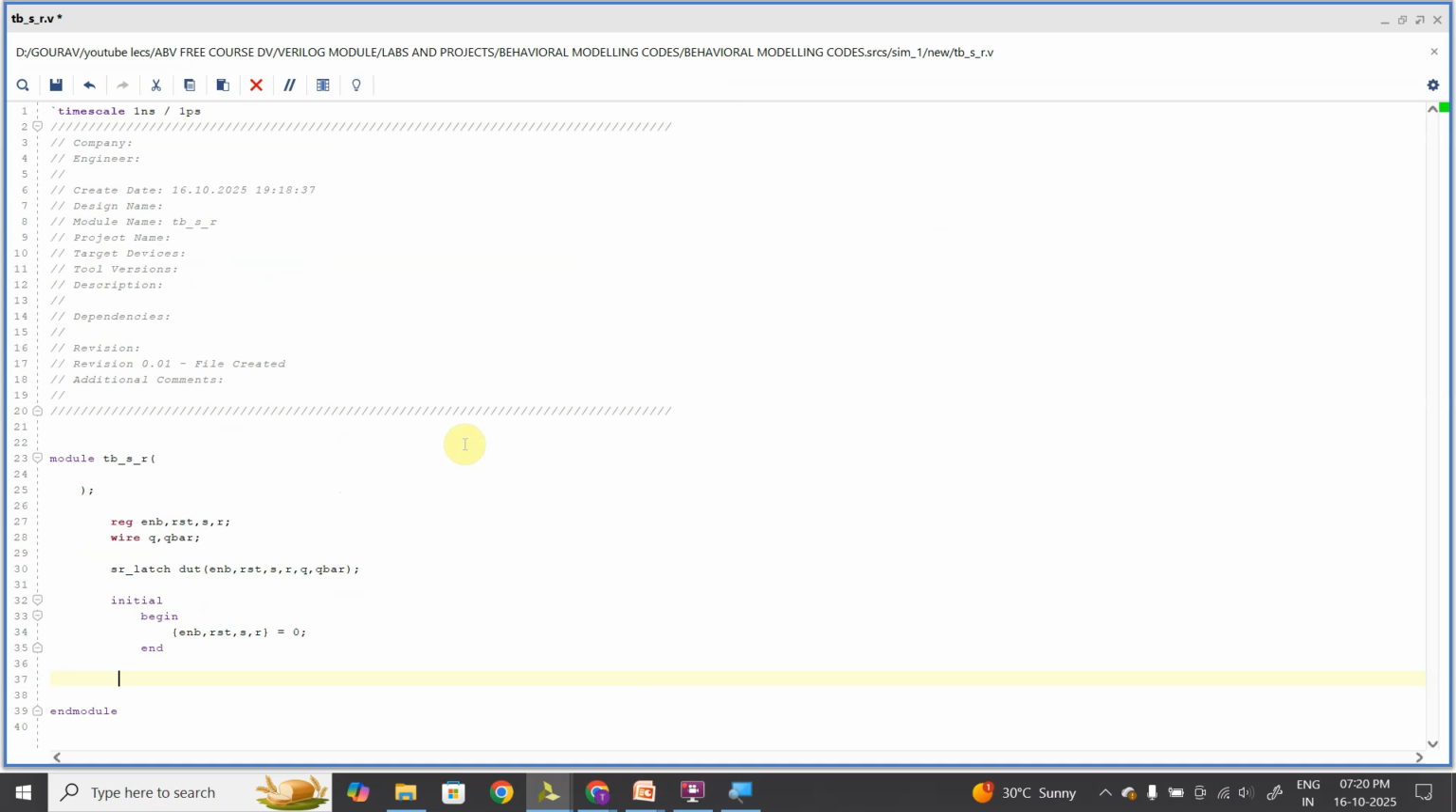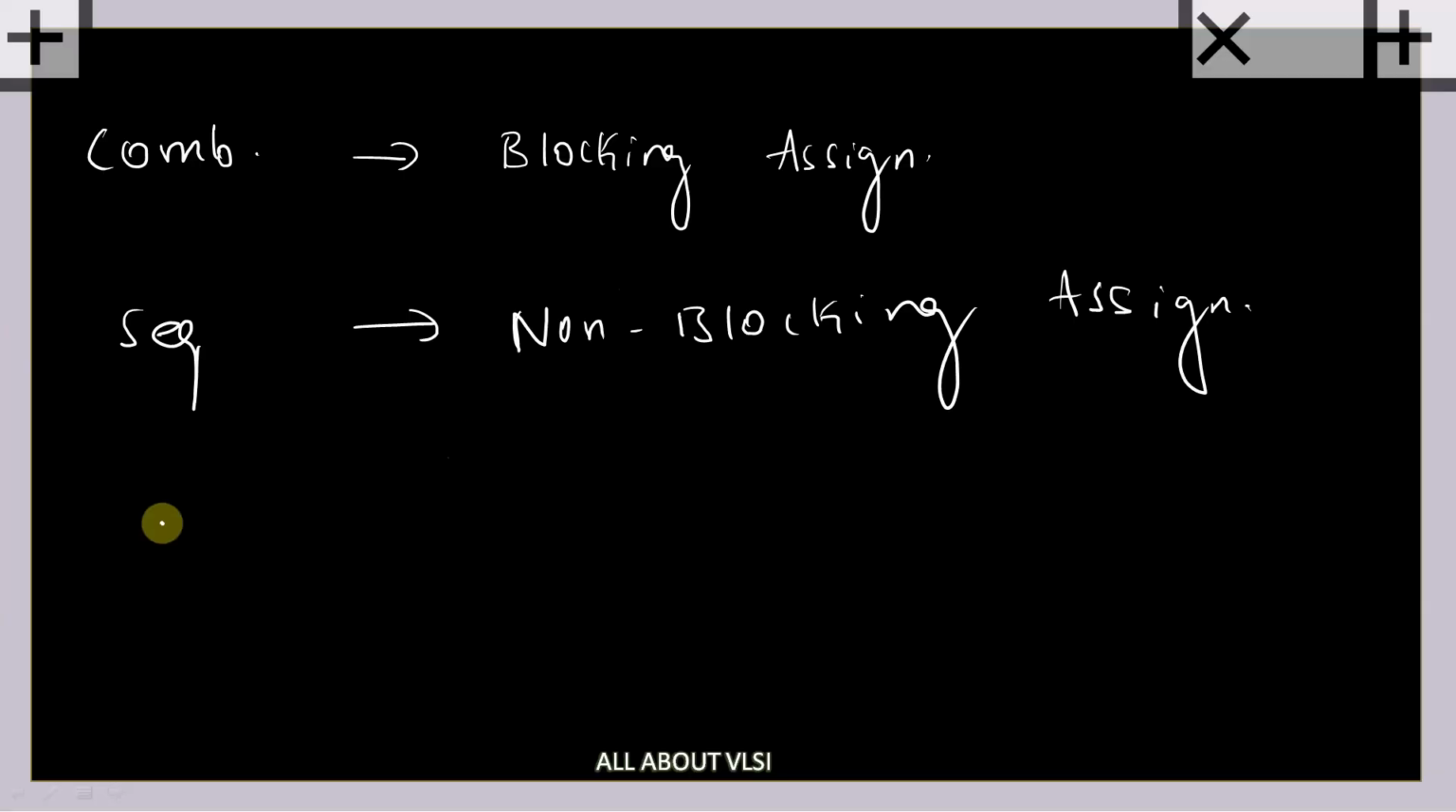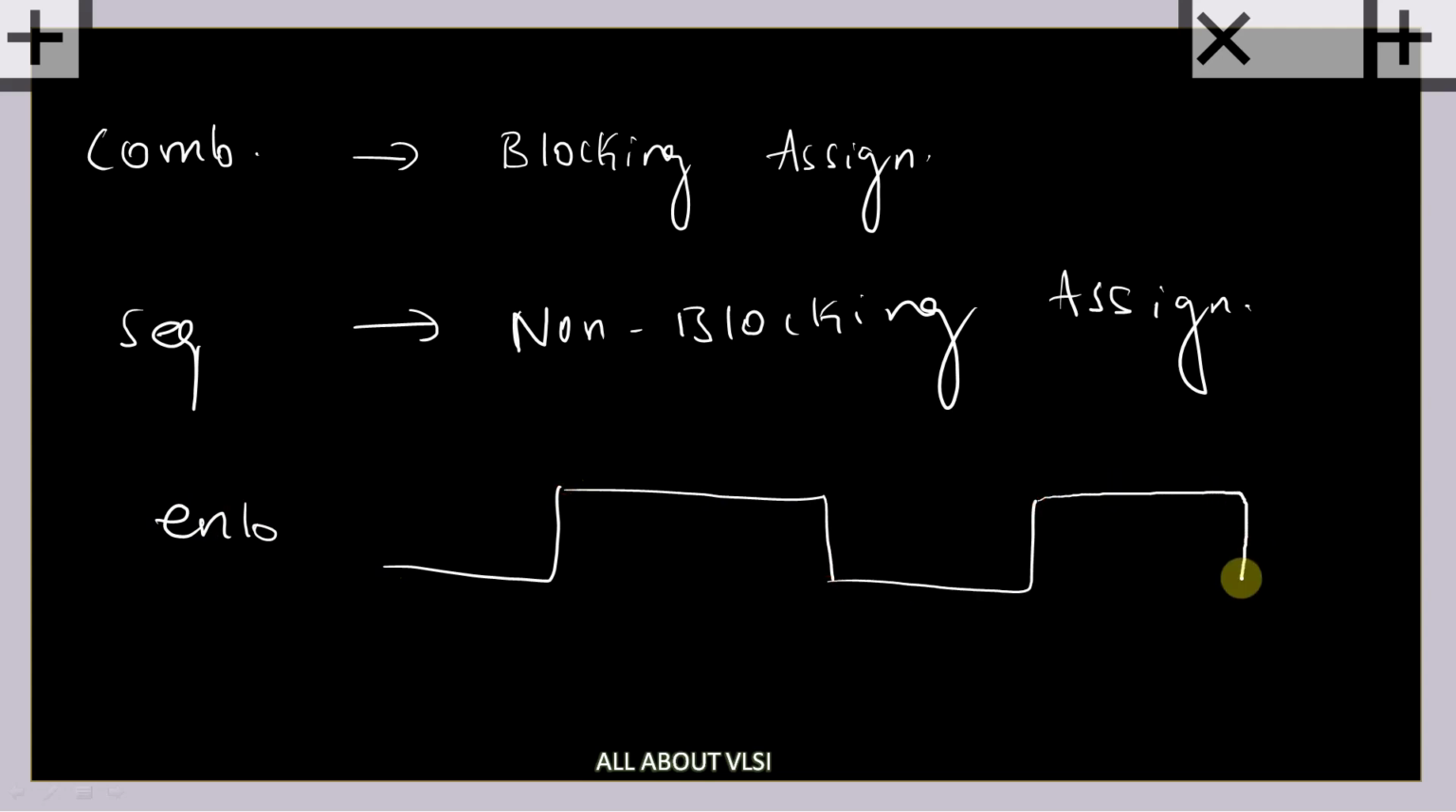Now how to generate the enable signal pulse? Like this, we need to generate our enable signal pulse. Now initially at t is equal to 0, your enable signal should be equal to 0. Let's say at t is equal to 5, your enable signal should be equal to 1, and at t is equal to 10, it should be equal to 0. At 15, it should be equal to 1. At 20, it should be equal to 0.